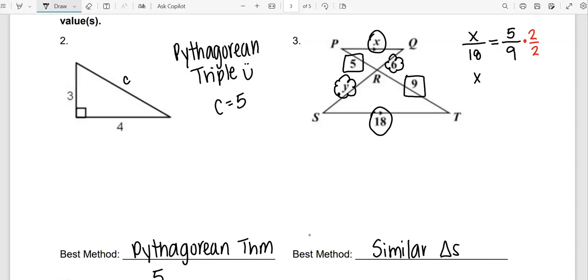So we've got x over 18 is equal to 10 over 18. How can I solve for x? Multiply each side by 18. The nice part about this is that your 18s just undo each other, and it leaves you with x equals 10.